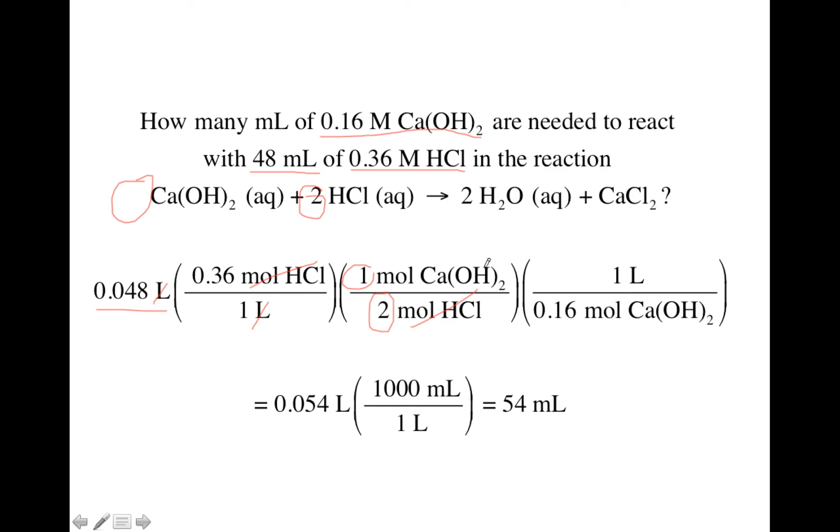Now I have moles of Ca(OH)2 and I want volume, so I'm going to divide by the molarity, but I'm going to write it as 0.16 moles of Ca(OH)2 over 1 liter and then flip that upside down so that moles cancel and I get liters. But the question asks for milliliters, so last step is to multiply by 1,000, and that will give me the number of milliliters. So that's it for this video.